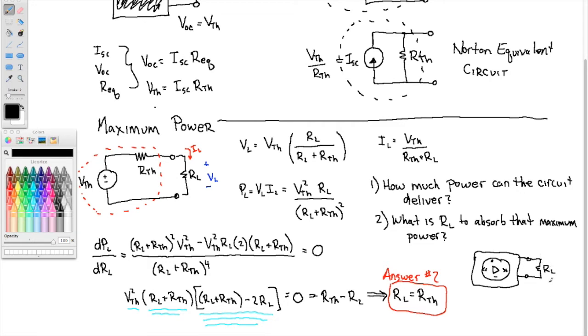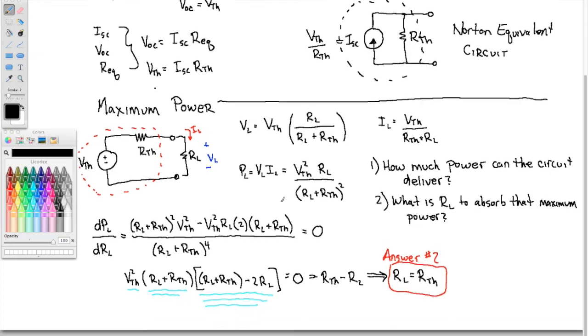So if I'm the headphone designer, I need to match my headphone resistance to that of the Thevenin circuit of the MP3 player. That's usually about 20 ohms. It's almost like a standard. 20 ohms. So your headphones are probably 20 ohms.